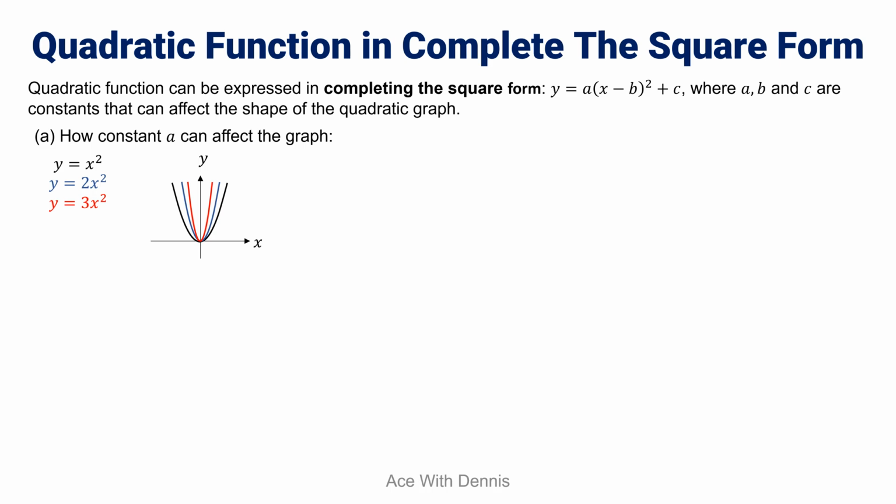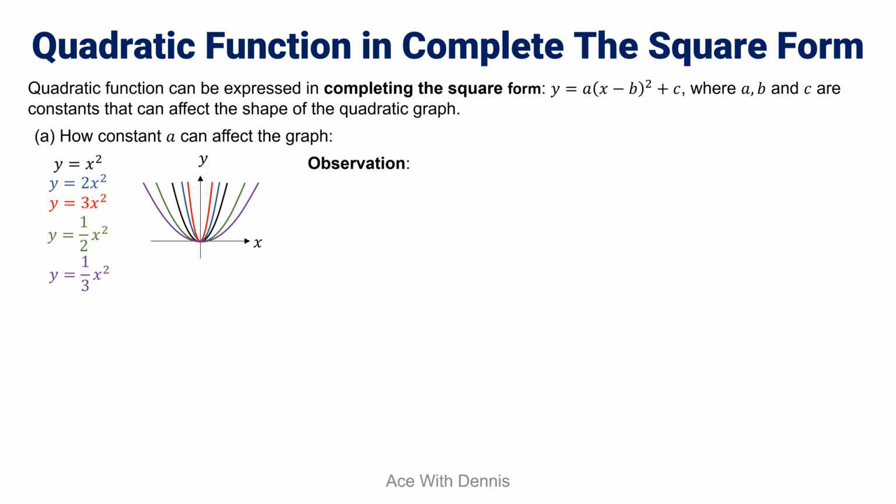As you can see, when we increase the value of a, the width of the graph gets narrower. Now, what if I decrease the value of a, which is y equals half x squared? This will be how the graph looks, y equals half x squared. How about y equals 1/3 x squared? This will be how it looks like when y equals 1/3 x squared.